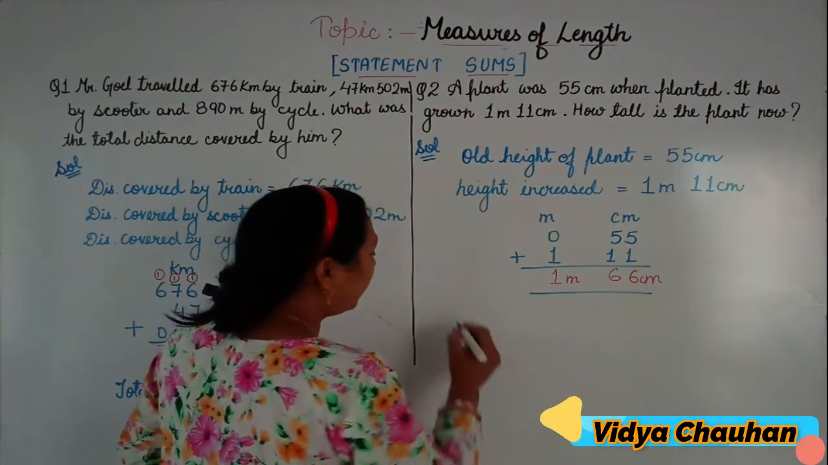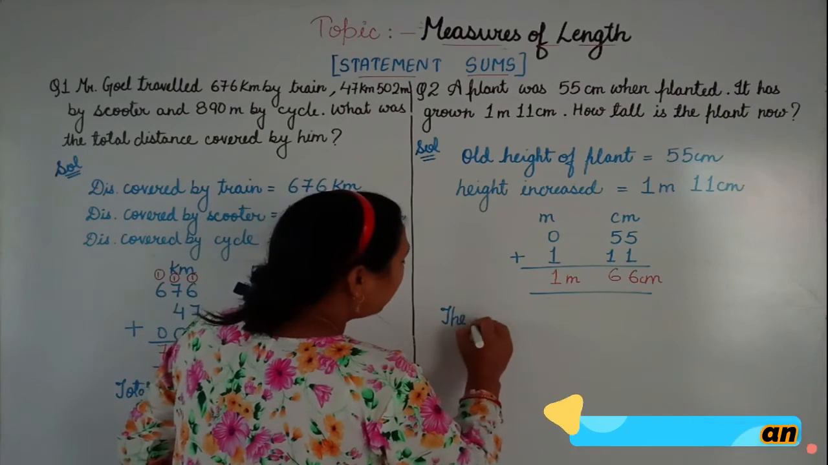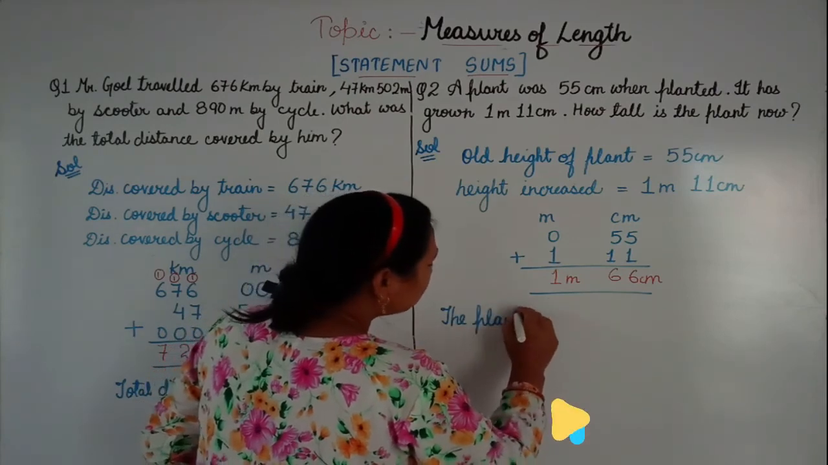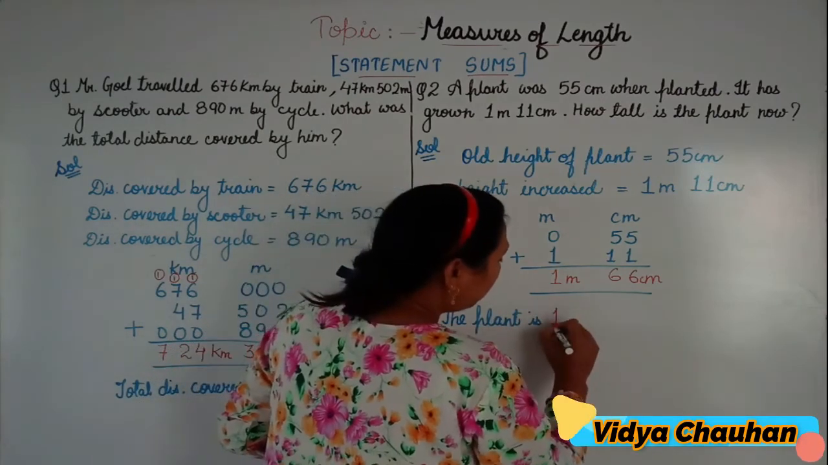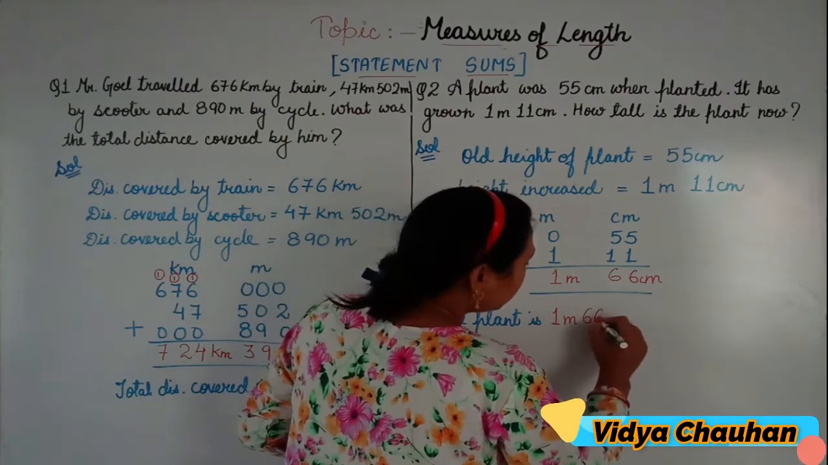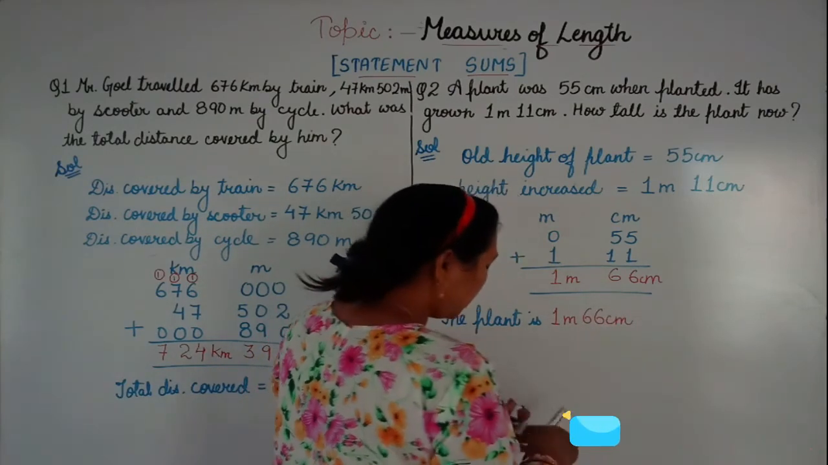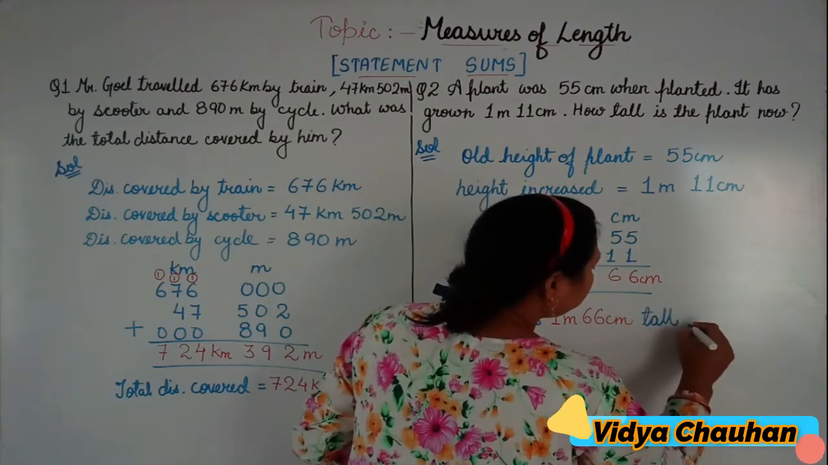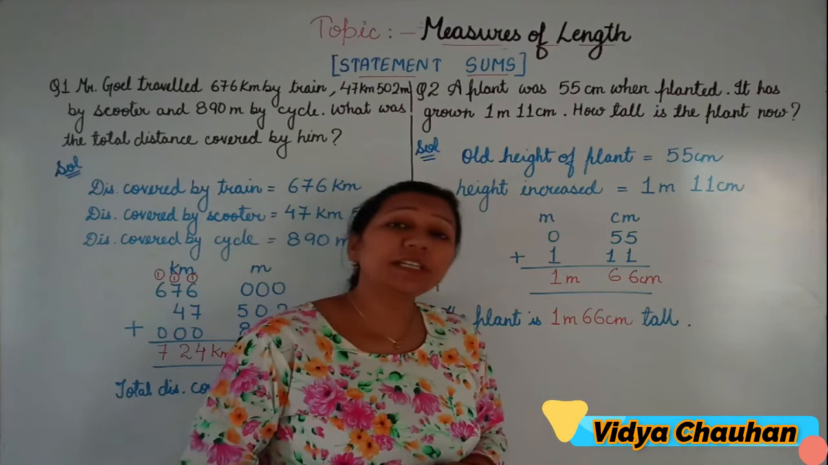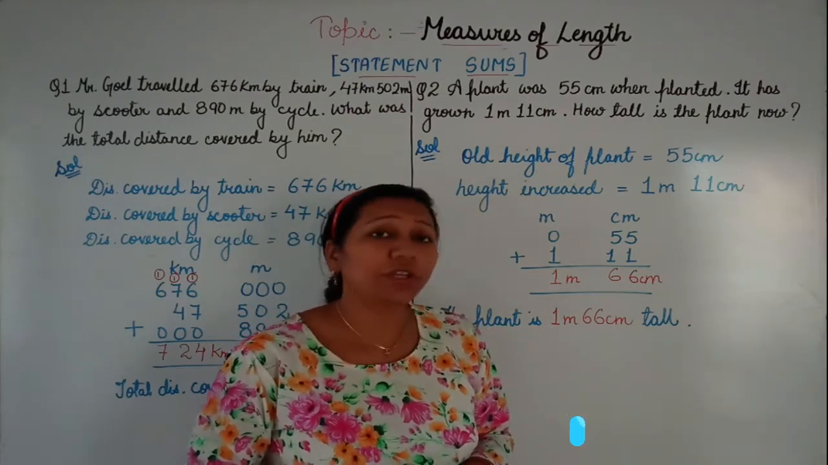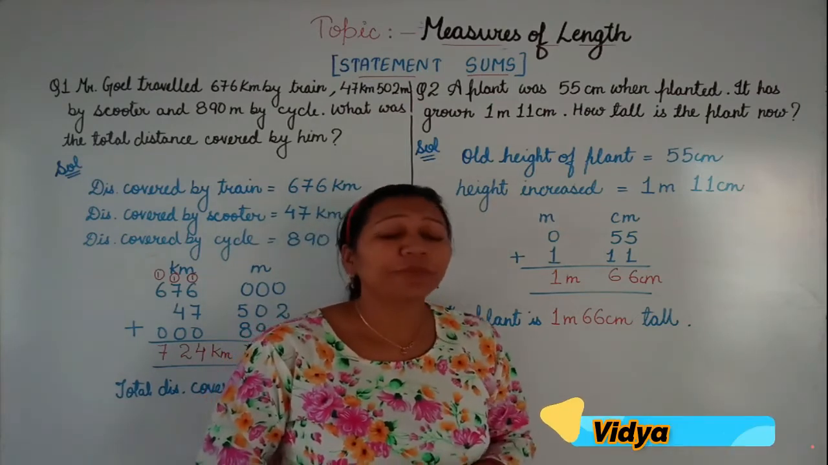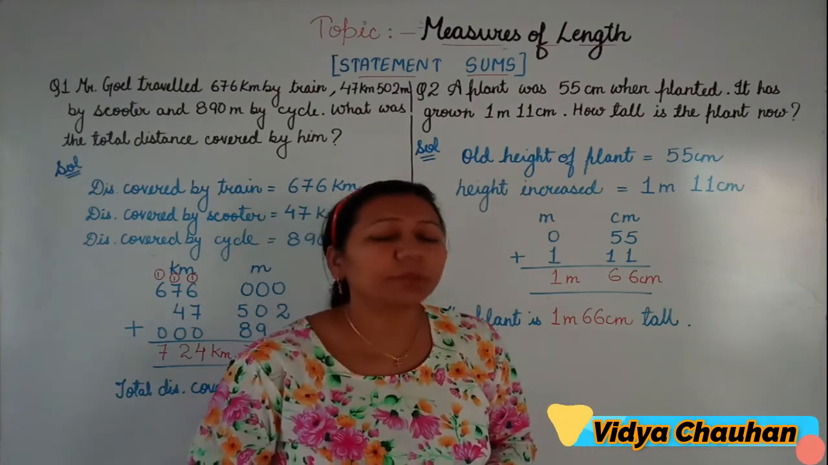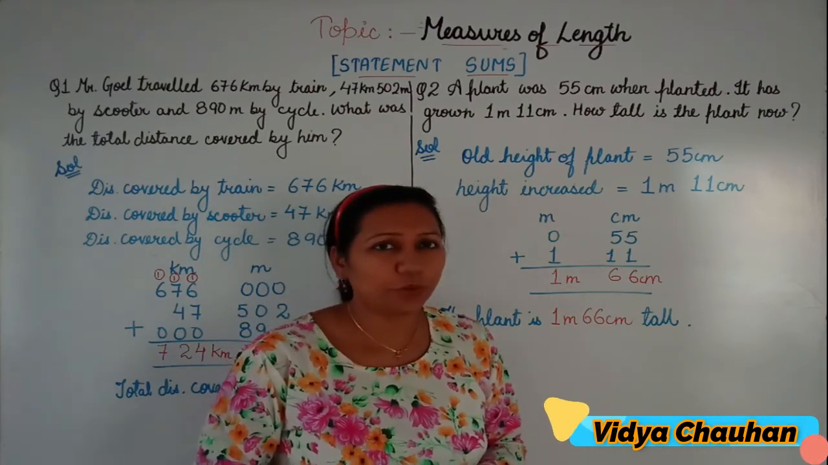So here the statement is the plant is 1 meter 66 centimeter tall. Okay children, so this is how we can solve any question related to measures in length in terms of story problems. I hope these two questions are clear to all of you.